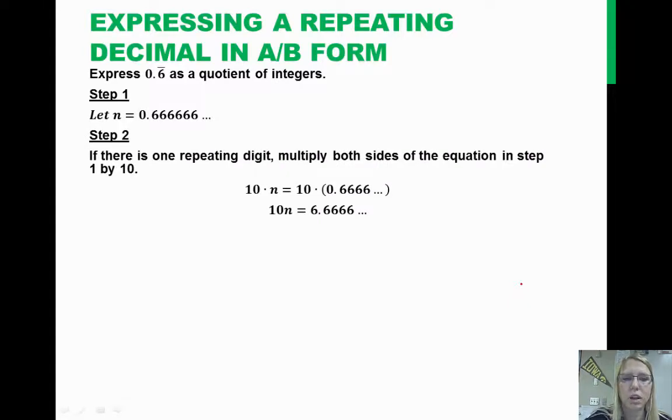Step 2, in this case, if there's only one repeating digit, then we're going to multiply both sides of the step 1 by 10. So I'm going to take 10 times n and 10 times 0.6 repeating. That ends up being 10n equals 6.6666.